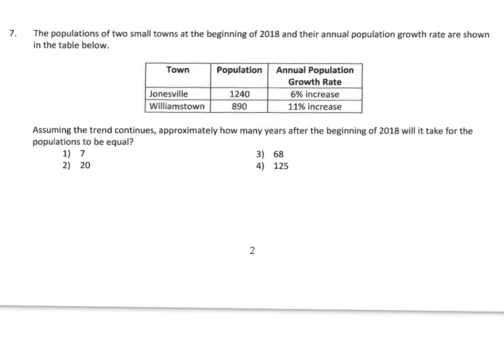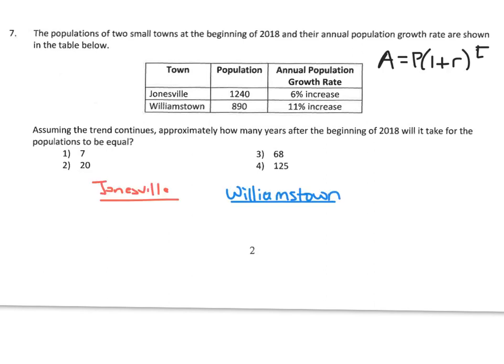All right, so let's start with Jonesville. Jonesville has in 2018 a population of 1,240. So we can replace the P, the initial, with 1,240. And then inside the parentheses, it's 1 plus the rate. So this would be 1 plus 0.06, which is just 1.06. And I'm just going to raise that to the t power, the x power, whatever you want to do.